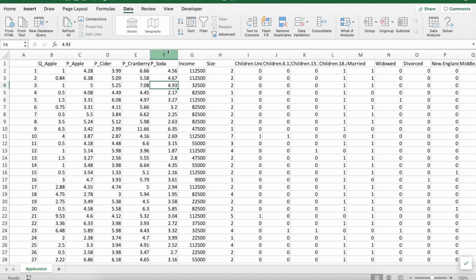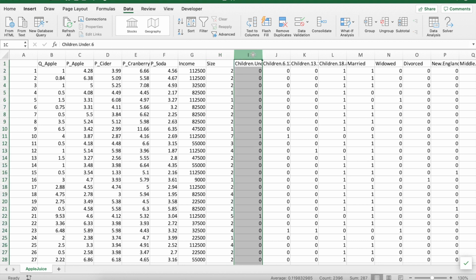Either complements or substitutes. We also have the income of the individual. So this third individual had an income of $32,500 per year. We have the size of the household of the person who made the purchasing decision. So if this third individual has a household size of 2, this fourth individual here has a household size of just 1. And if we skip down to 10, that person has a household size of 7.